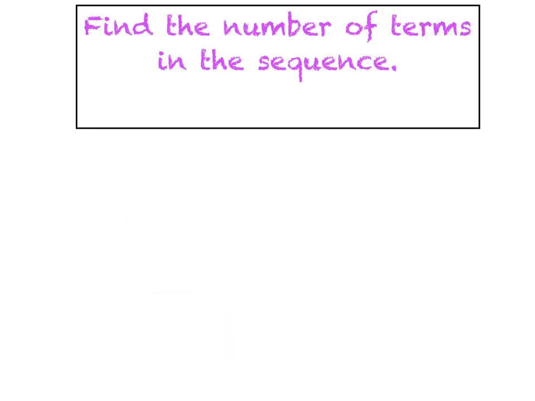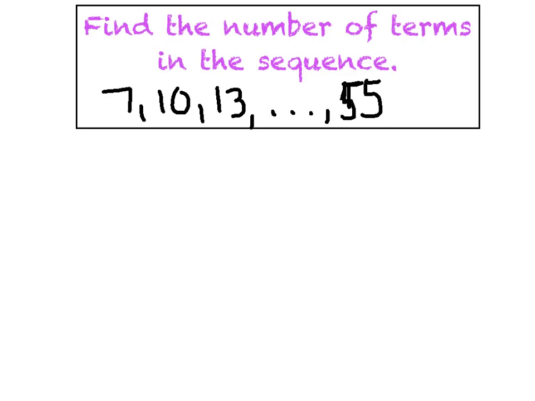All right, ladies and gentlemen, we're going to finish with one more example, and they wanted me to find the number of terms in the following sequence. We'll call it 7, 10, 13, dot, dot, dot, 55. So we have this mysterious number of terms that fall in between 13 and 55. I don't know exactly how many terms fall within there.